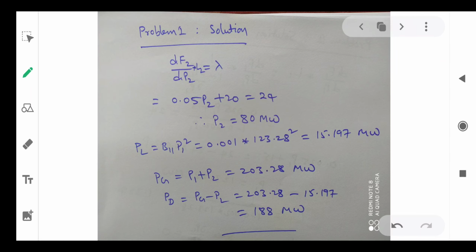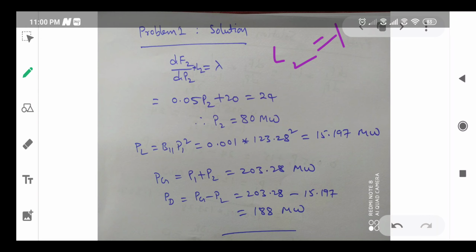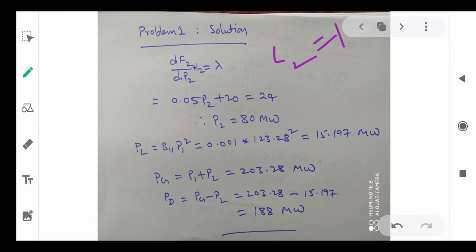So ∂F2/∂P2 into L2 equal to lambda. So L2 equal to 1. Let us substitute that, L2 equal to 1. So that is equal to 0.05 P2 plus 20 equal to 24, from which you can obtain P2 equal to 80 megawatts.